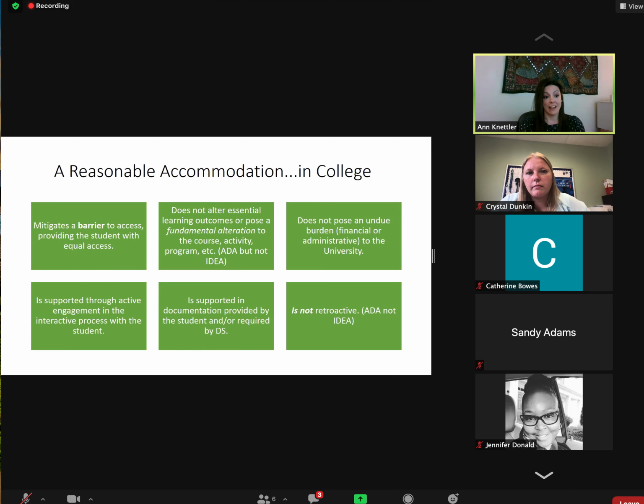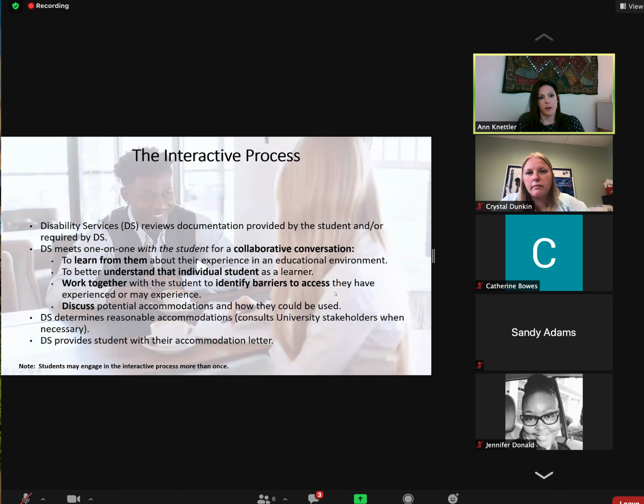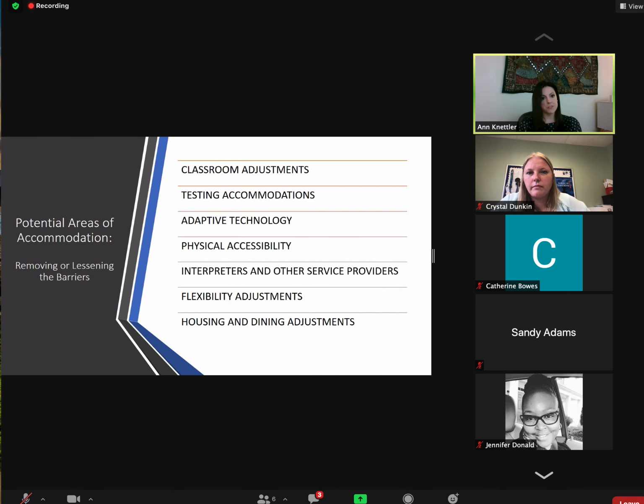And how we figure that out is through the interactive process. And that's a legal term. And really what it is, it's a collaborative conversation between someone in an office like mine and the student. It's important that the student carry that conversation because they're the adult in the situation. Parents or guardians cannot request accommodations on behalf of the student. Generally, if they would like to be in on the meeting, I'm always okay with that as long as the student approves.